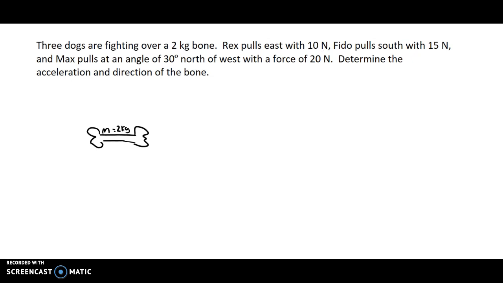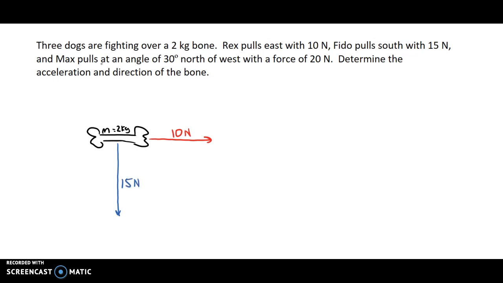The first force is Rex pulling on it with 10 newtons to the east. So I'll draw a force vector to the right. We'll call that 10 newtons. Fido pulls south at 15 newtons. So I'll draw a force vector that's longer, that's 15 newtons down.